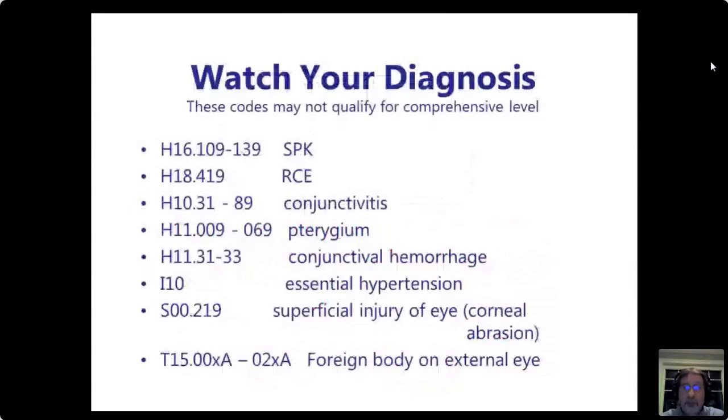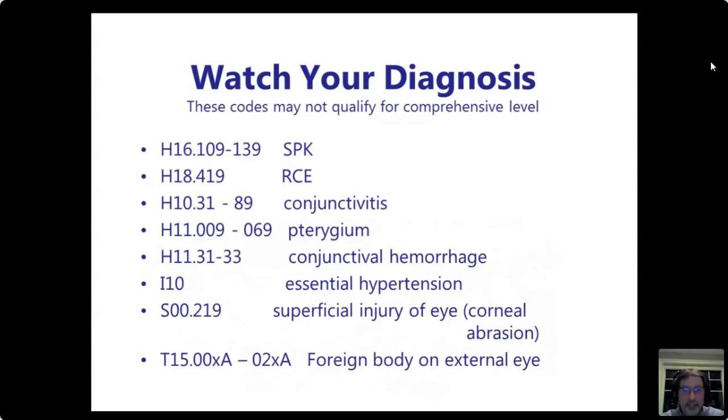Another thing is, watch your diagnosis. These codes, I have written here, may not qualify for comprehensive level. I say may not because prior to switching over to ICD-10, these diagnosis codes under Medicare by themselves on a claim with a 92004 or a 92014 would not pay. It would be downcoded to an intermediate automatically. With the switch over to ICD-10, I haven't been able to find the exact documentation that that's still the case, but my suspicion is that it is.